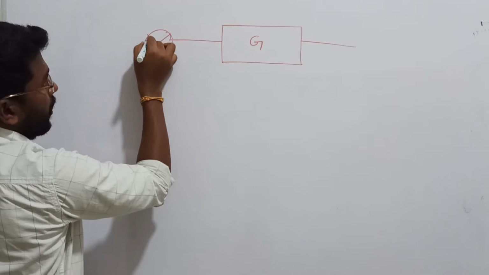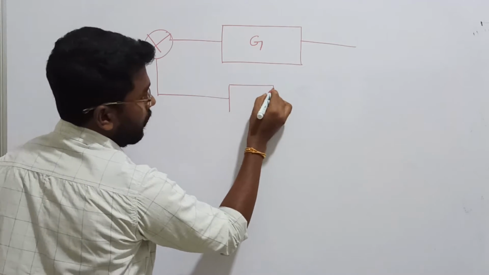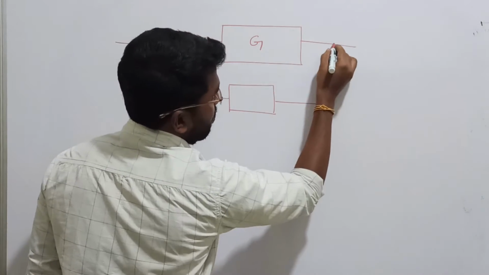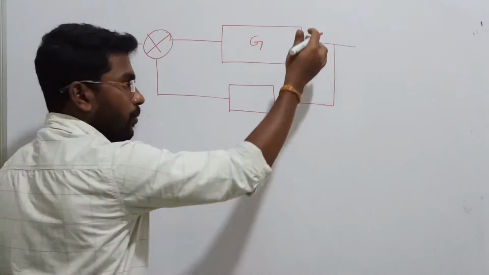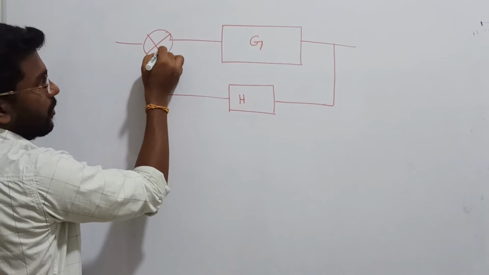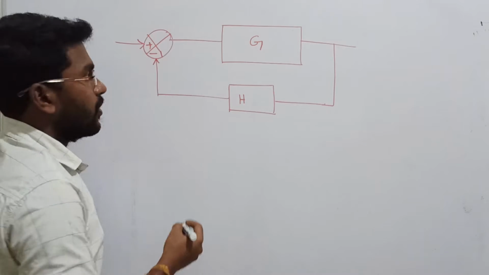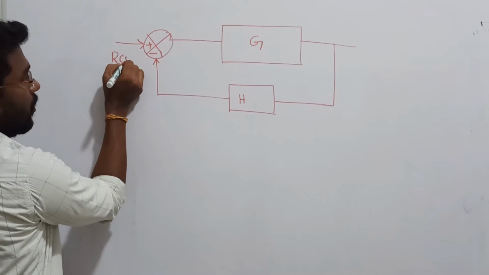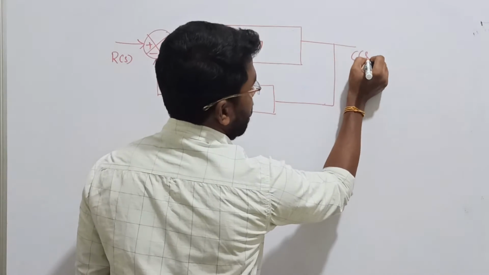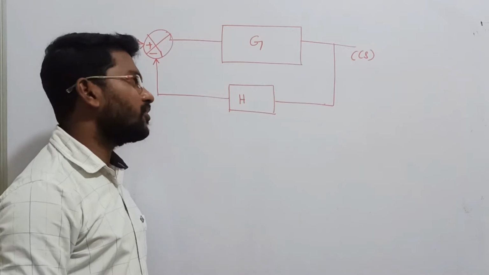Here we are going to provide our comparator. This is the point where we are going to keep our H, and this is the point where we are going to take our output back. So that is the feedback path, H. Here, for example, I am taking a negative feedback system. The reference signal is going to be positive R of S and this is going to be C of S. That is the generalized block of our closed loop system with negative feedback.